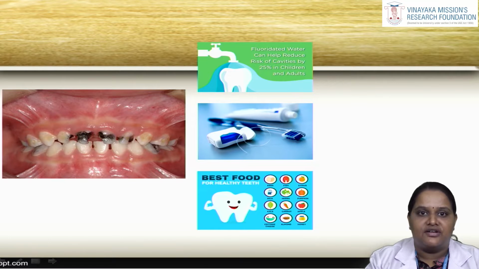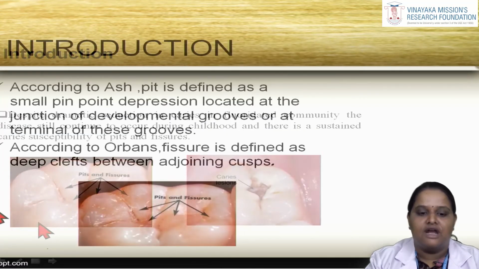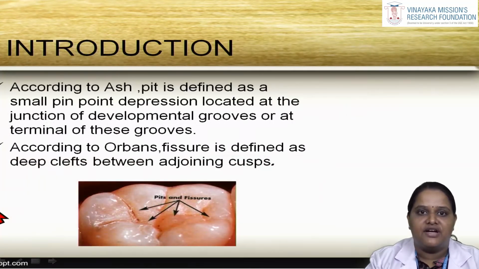Talking about the introduction, despite the dramatic reduction in caries in fluoridated communities, the disease still continues to occur during childhood, and there is a sustained caries susceptibility of pits and fissures. According to Ash, a pit is defined as a small pinpoint depression located at the junction of the developmental grooves or at the terminals of these grooves. According to Orban's, a fissure is defined as deep clefts between the adjoining cusps.